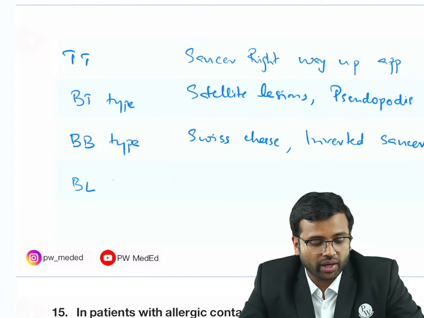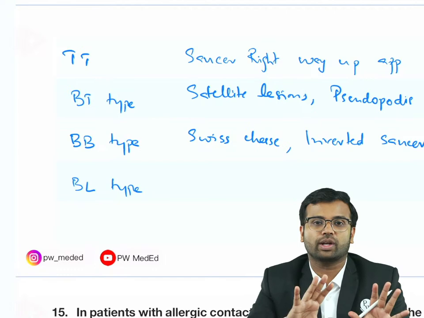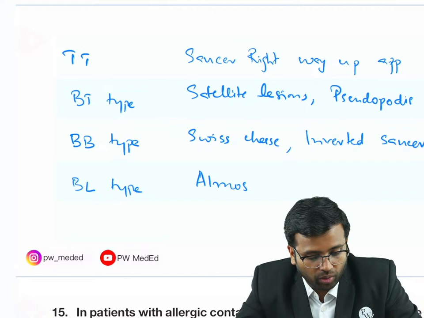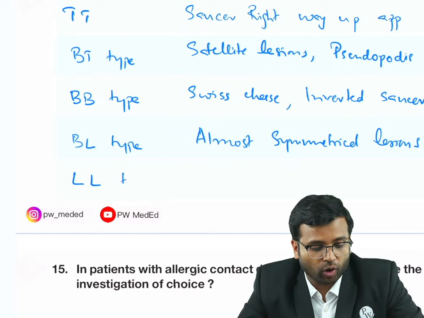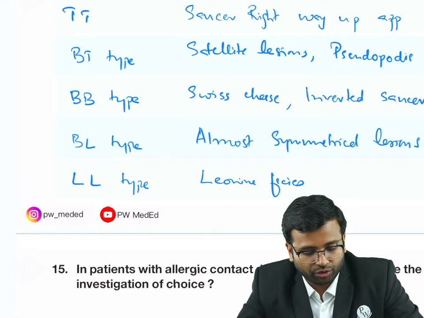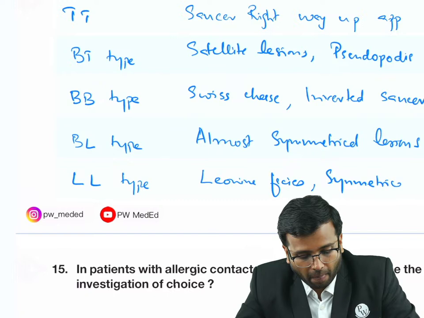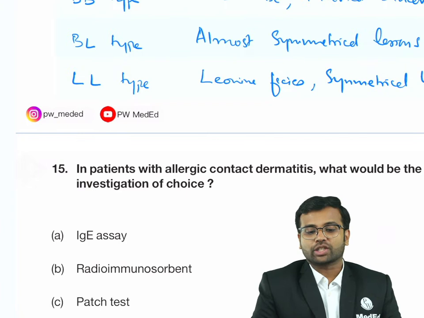The next one is BL type. So in BL type, always remember, the lesions will almost be becoming symmetrical. So here you can see almost symmetrical lesions. And the last one, that is lepromatous type of leprosy, where you can see leonine facies and symmetrical skin lesions. So that is all about the different types of skin lesions that you see in leprosy.